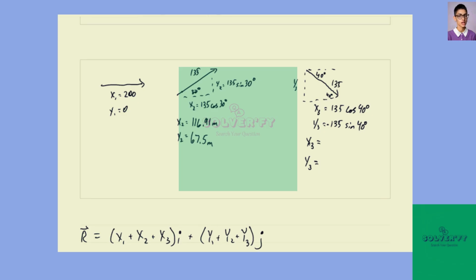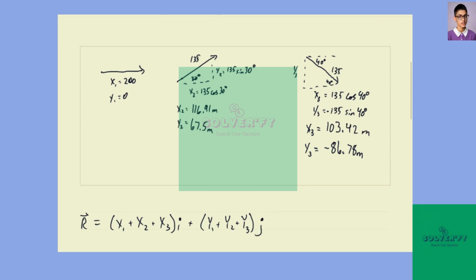Next, for the third vector, its x component will be 135 times the cosine of 40. Its y component will be negative 135 times the sine of 40. It's negative because it is going in a downward direction. So, its x component, when you plug into the calculator, will be 103.42 meters, and its y component will be negative 86.78 meters.